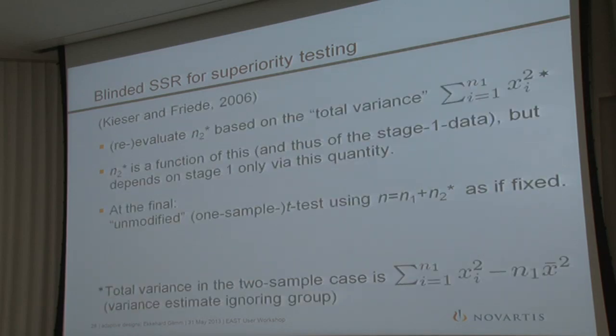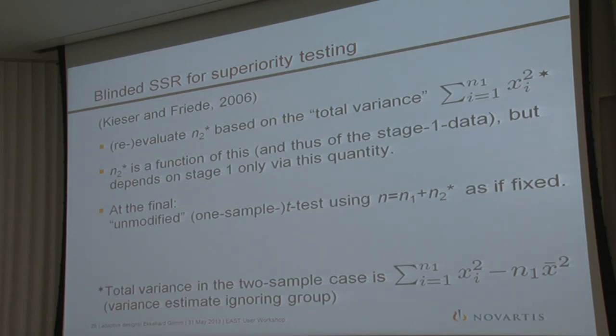for the second stage. And then one of the methods that has been suggested is that you, in blinded sample size review, re-evaluate this N2 star based on the total variance. So this is the variance under the null hypothesis. You can put it that way. The equivalent expression in the two sample case is the variance calculated ignoring the treatment allocation. And N2 star is a function of this and thus of the stage 1 data.